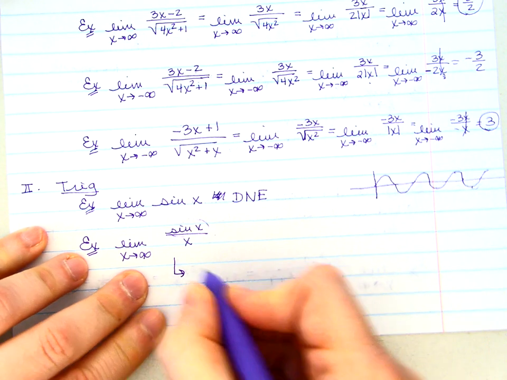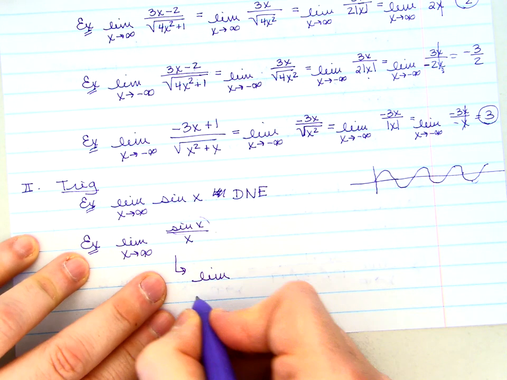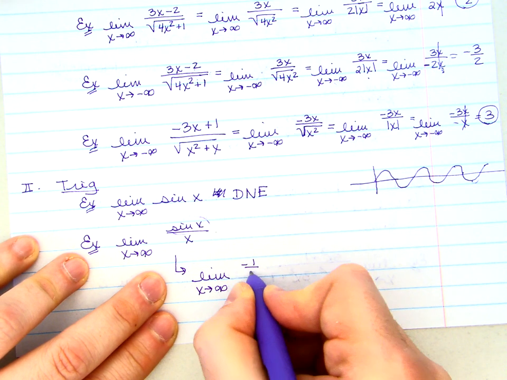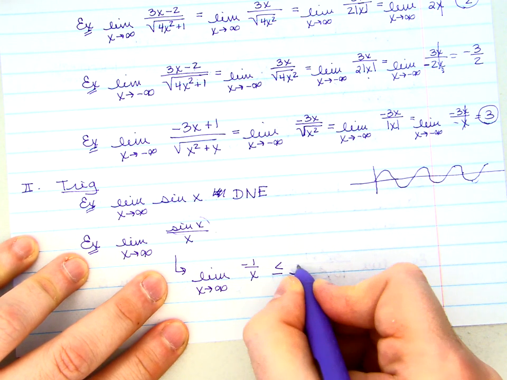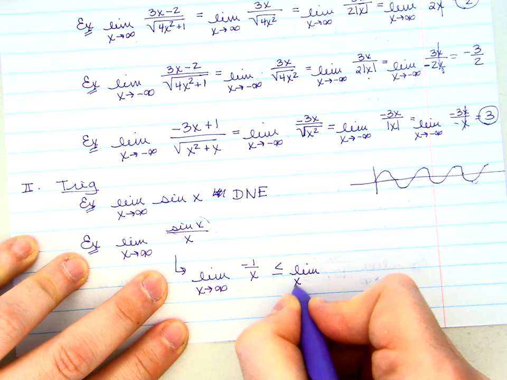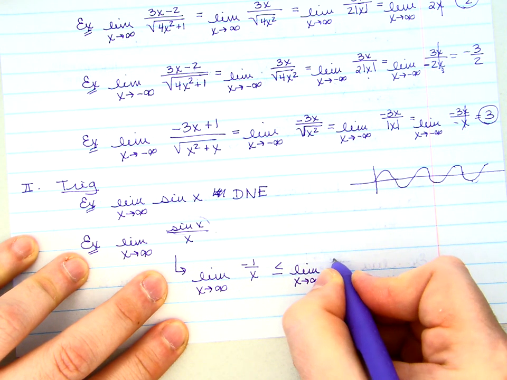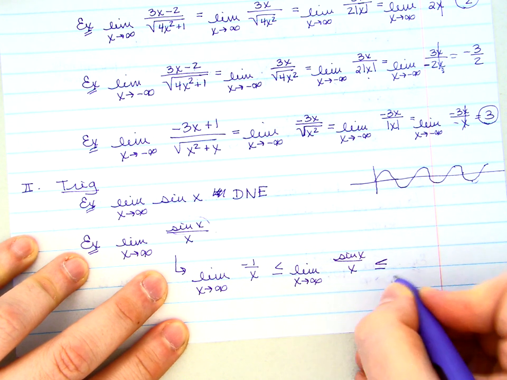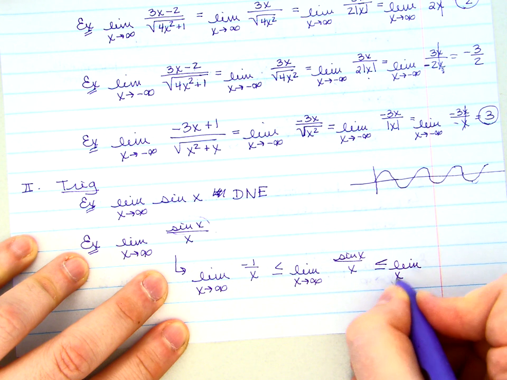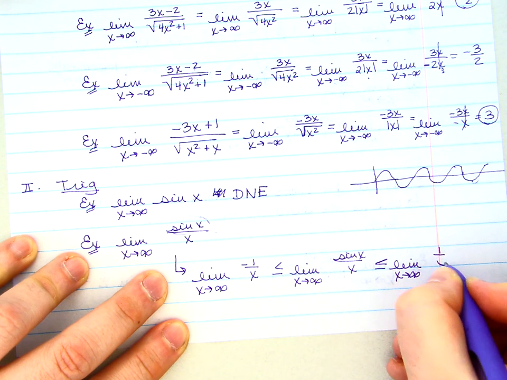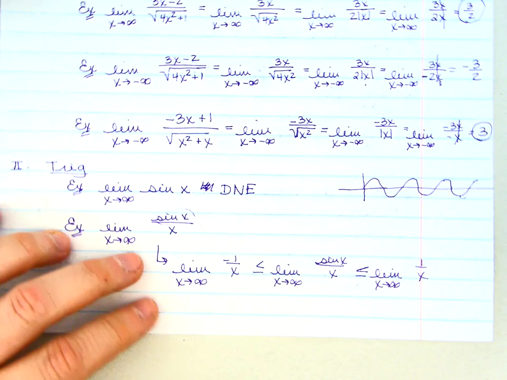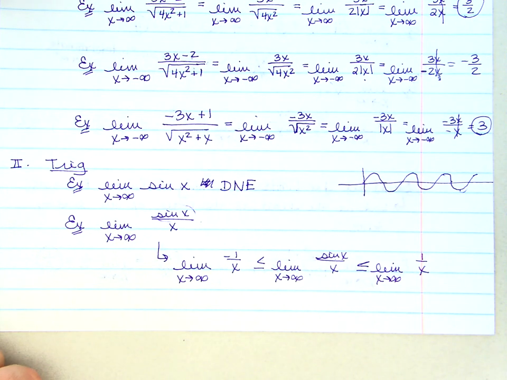Well, look at this thing I can do. This is going to go back to something we did a couple days ago. I can say that the limit as x approaches infinity of -1 over x is less than or equal to the limit as x approaches infinity of the sine of x over x, is less than or equal to the limit as x approaches infinity of 1 over x. I know that since the sine is between -1 and +1, I can set up an inequality that looks like these. And I'm trying to find the thing in the middle.